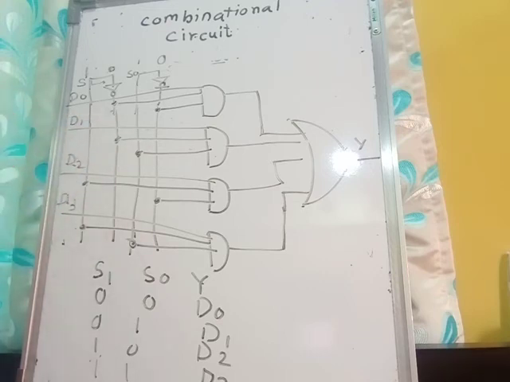आणि लॉजिकली आपण त्याला काय म्हणणार S1 S0 इफ इट इज 0 1 देन यू विल गेट द D2. सिमिलरली वेन S1 इज 1 S0 इज 0 देन Y is equal to D2 and when it is 1 1 then we will get the D3. Okay, so this is the circuit and working of the multiplexer.